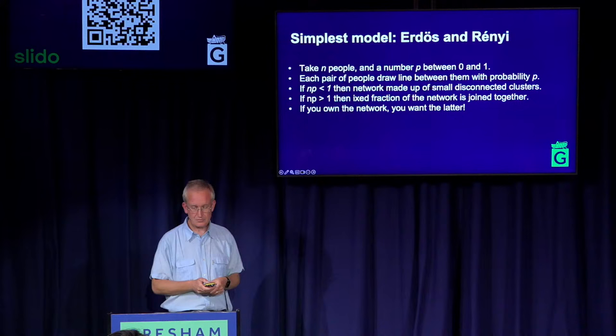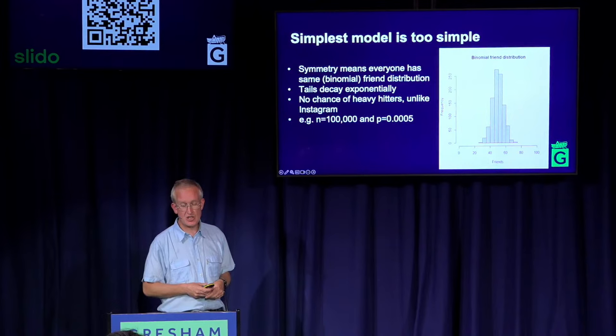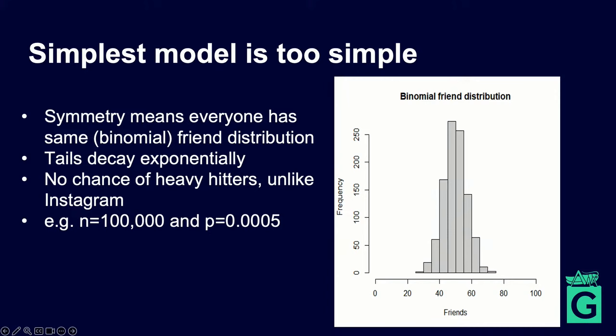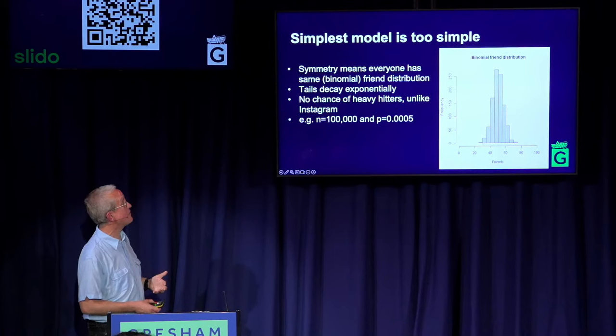But the problem is, this doesn't capture what we see. What we can do is, this is a simulation here: if I took a model with, say, 100,000 people on the network, and the probability is 0.0005, then this is the kind of histogram that we see. Everybody has the same distribution. There's a lot of symmetry here. The distribution of friends that people have is centered somewhere around 50, but it's tightly constrained. Basically, nobody has fewer than 20 friends. Almost nobody has more than 80 friends. Certainly, nobody's got 600 million friends. So it's fine as a model, but it's not a model that is anything like Instagram. If we're trying to understand Instagram-like dynamics, this is too simple.